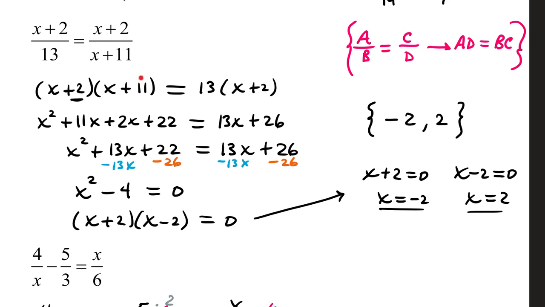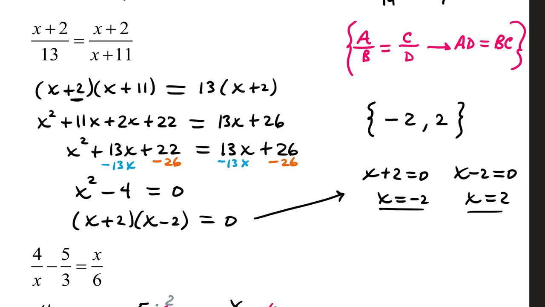X plus 2 times x plus 11. Starting with x, we have x squared plus 11x. Then we move to 2x plus 22 when you distribute it. The right side is 13x plus 26. 11x and 2x combine for a 13x. So at this point, we have x squared plus 13x plus 22 is equal to 13x plus 26.